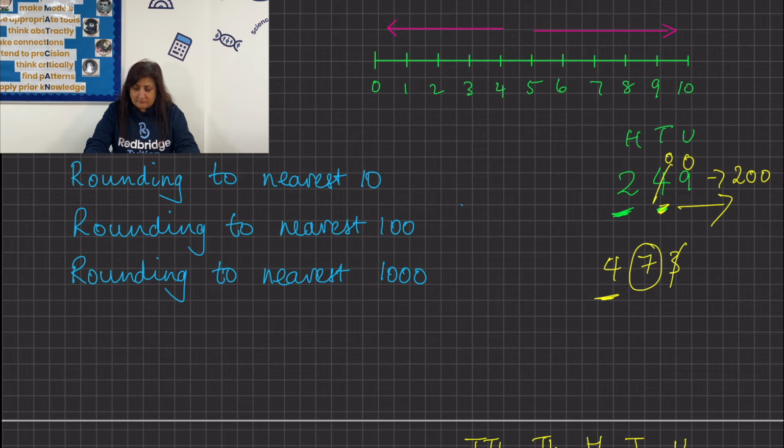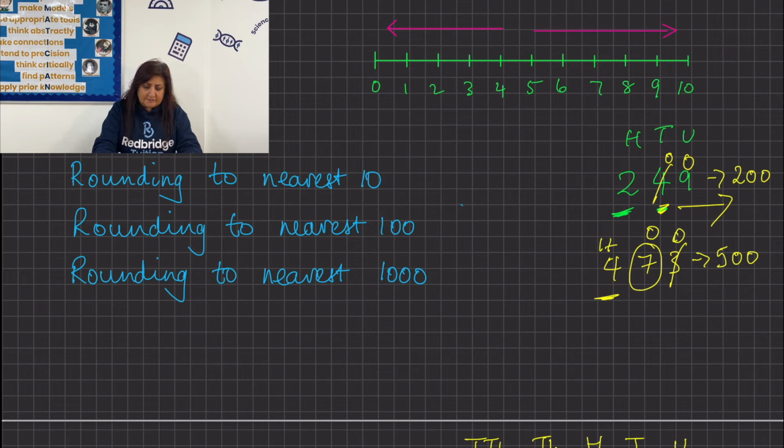a 0. So this 3 will become a 0. The 7 will become a 0, but because we're rounding up, we'll add 1 to our hundreds column. 4 add 1 gives you 5, and then you've got the 00. So rounding 473 to the nearest 100 will give you 500.